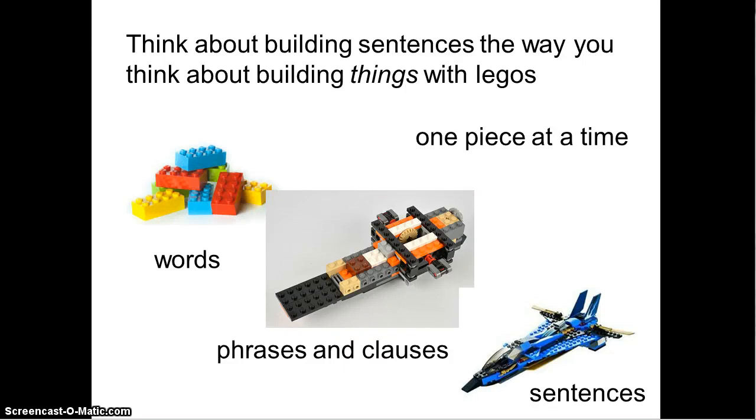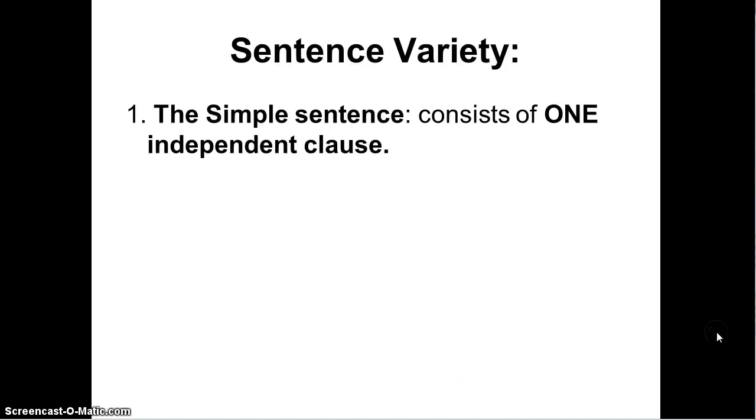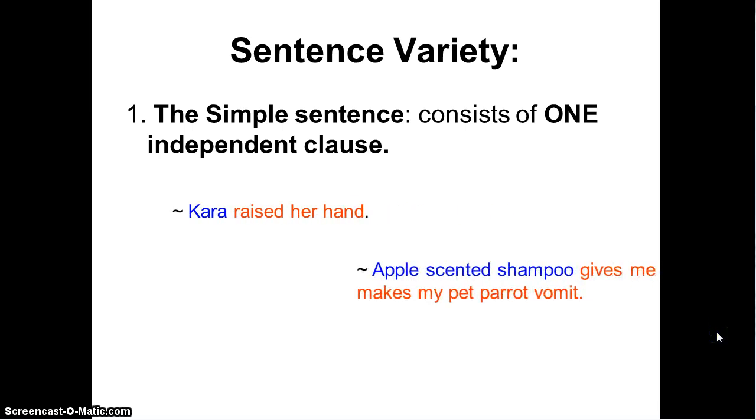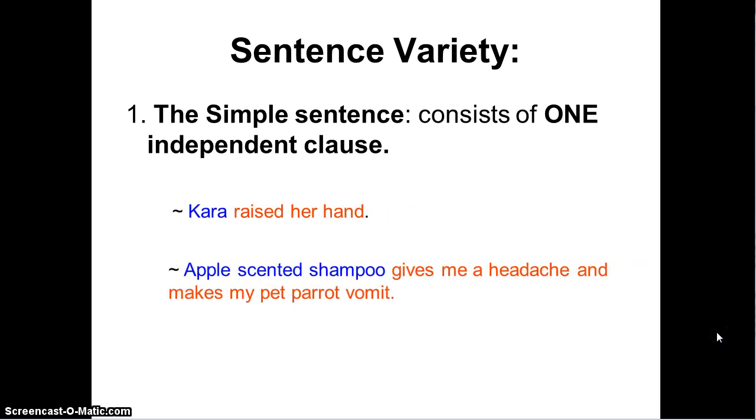Once we feel comfortable identifying the pieces that build sentences, we can identify different types of sentences and how to craft each type. The first sentence type is called simple. A simple sentence is simply one independent clause. Kara raised her hand. Apple-scented shampoo gives me a headache and makes my pet parrot vomit.